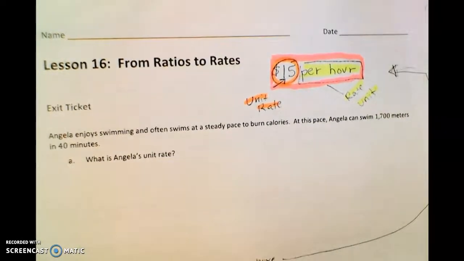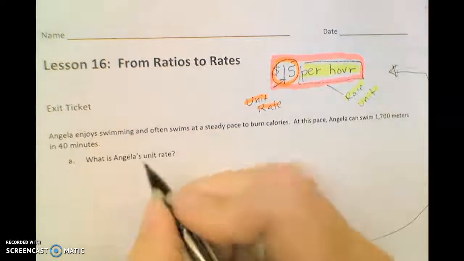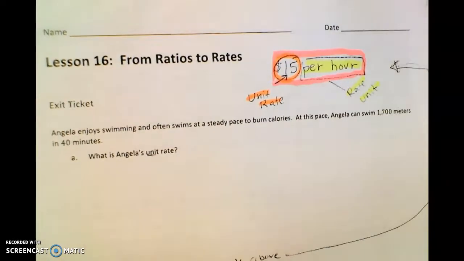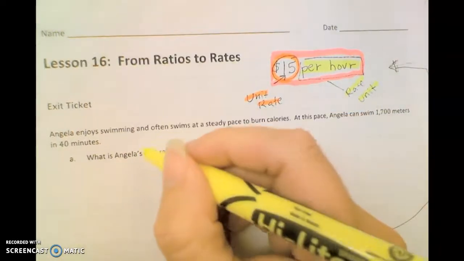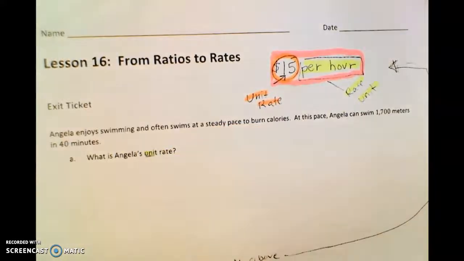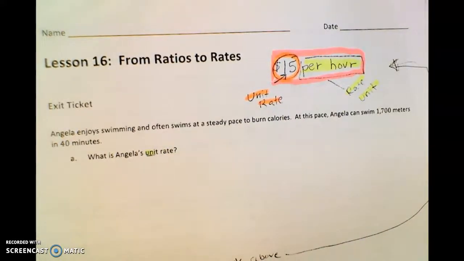So in our first situation, Angela enjoys swimming and often swims at a steady pace to burn calories. At this pace, Angela can swim 1,700 meters in 40 minutes. What is Angela's unit rate? Remember, when we see that word unit, it has the base word uni in it. And we make a connection to unicorn, unibrow, unicycle. Those all mean one. So right now we know how far she can swim in 40 minutes. What we need to know is how far she can swim in 1 minute.